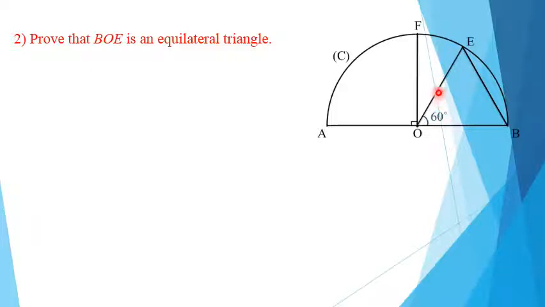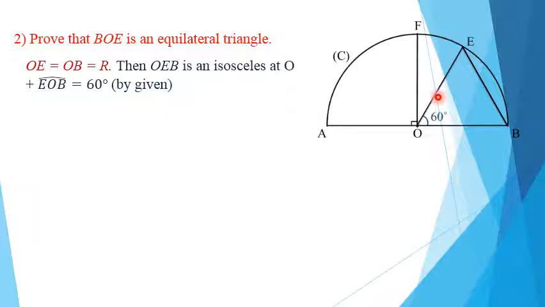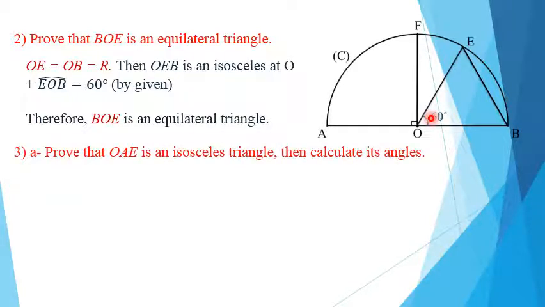We said that OB equal to OE, it's an isosceles triangle. But since it has an angle of 60 degrees, an isosceles triangle with an angle of 60 degrees is an equilateral triangle. That's how we prove it. Either three equal sides, or all its angles equal 60 degrees, or prove an isosceles triangle with an angle of 60 degrees. Now, prove that OAE is an isosceles triangle.